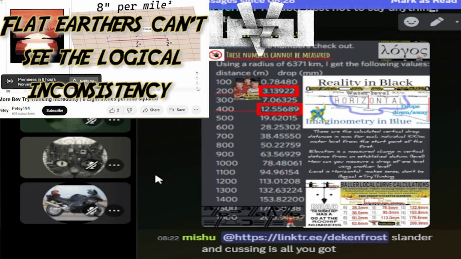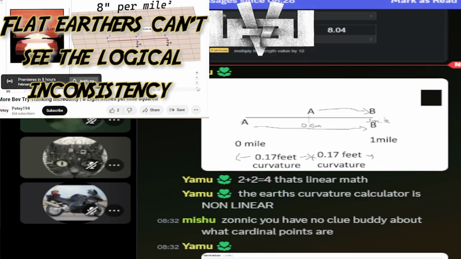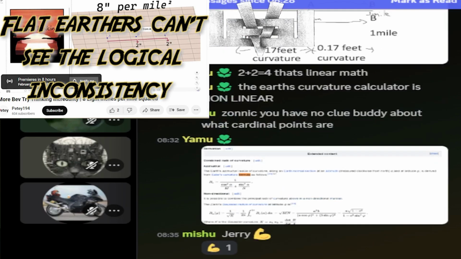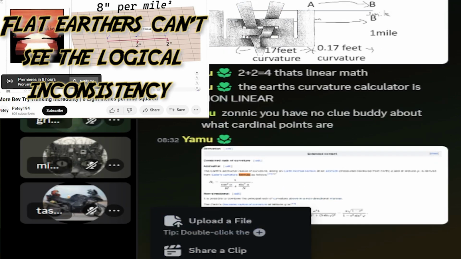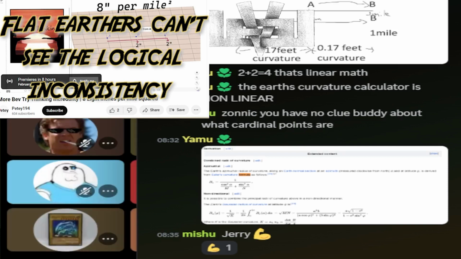I think you guys are doing a good job obfuscating a very simple mathematical thing. No, I think that's you, man. I just showed you the diagram of why your math was way off. You're moving the A point. Every time you apply 0.5 mile curvature, you're moving the A point, the starting position. Well, that's the point. If you measure it in smaller and smaller segments, you will get a different measurement.